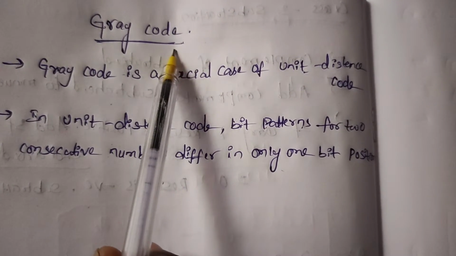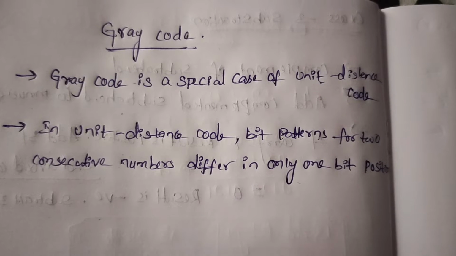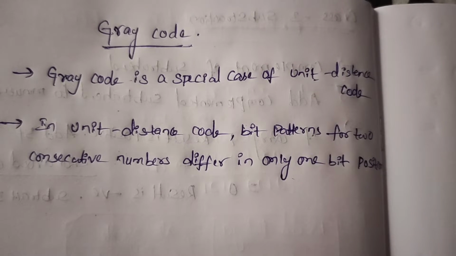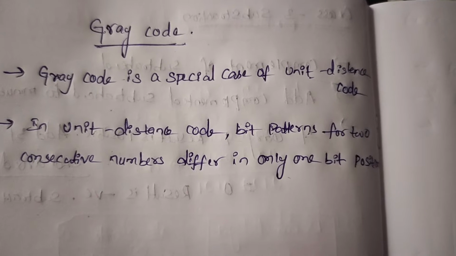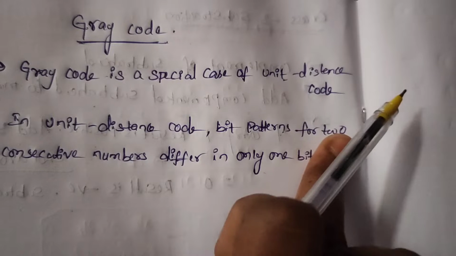Gray code. Today we will discuss gray code conversions, binary to gray and gray to binary conversions. Before that, we will see what gray code is. Gray code is a special case of unit distance code.